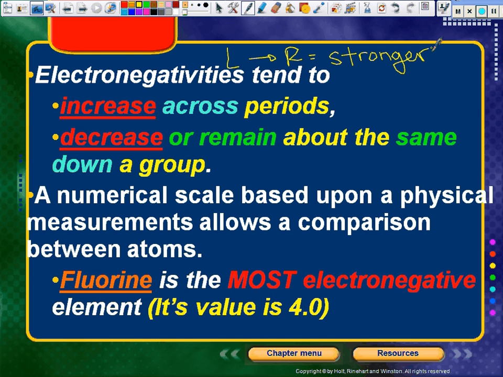Now, as we go down a group, so as if I'm in group 1, as I go lithium, sodium, potassium, rubidium, it decreases or remains about the same, but really, we want to know that it decreases. Why do you think it decreases? What's happening to those atoms as we go down? They're getting what? Very good. So as we go from top to bottom, they are weaker because they're bigger.